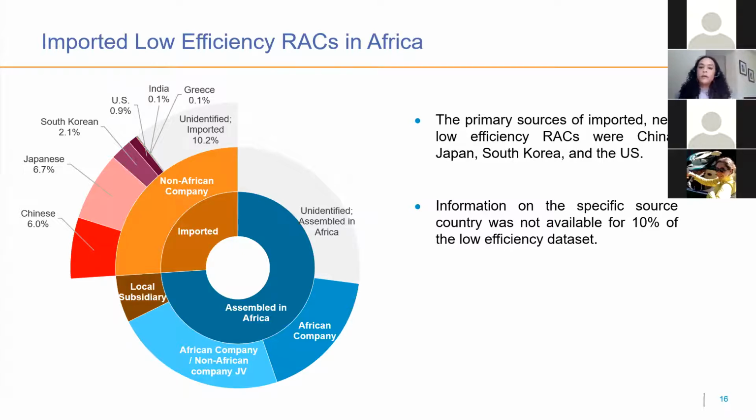And of the imported low efficiency units, just looking at that share of the market, approximately 23% of the imports are Chinese, 26% come from South Korea, 3.2% come from the US, and around 8% come from Japan, and the others are a smaller, less than 1% market share for imported units.